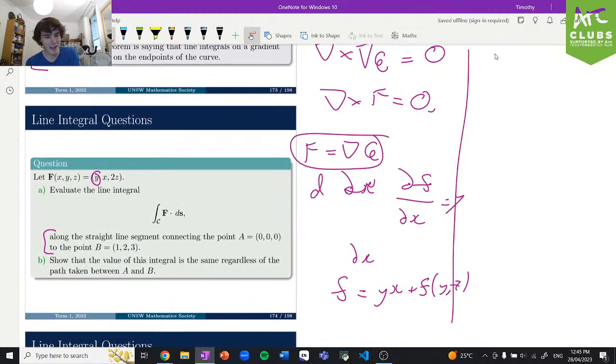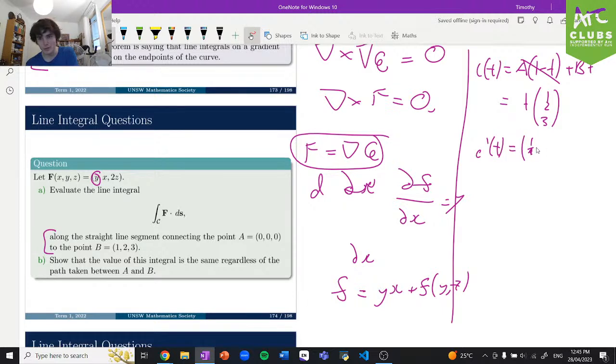If our parameterization is the function c of t, where c of t is going to be equal to a times 1 minus t plus t times b. We can substitute in that a is equal to 0, 0, 0, so this whole thing is just going to disappear, so then it's just going to be t times 1, 2, 3, which is very exciting. And in the same way, we can then differentiate it. So c dot of t is just going to be 1, 2, 3.